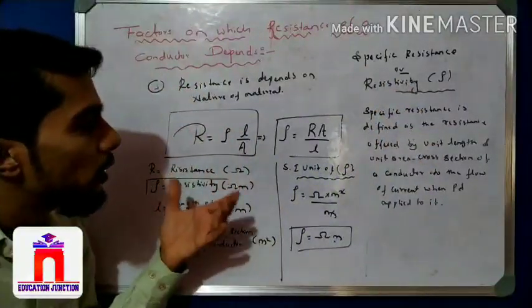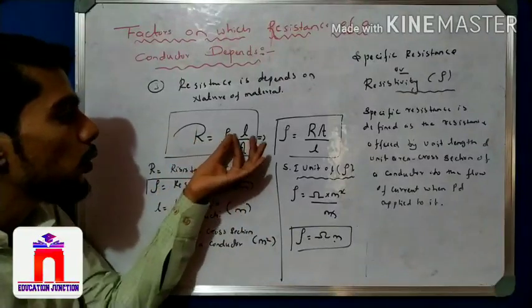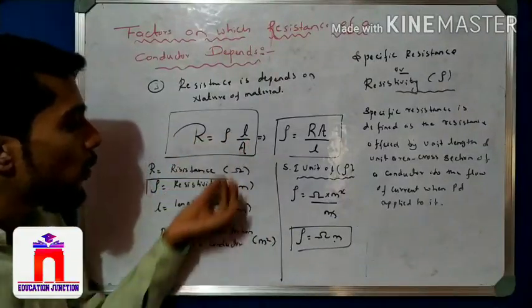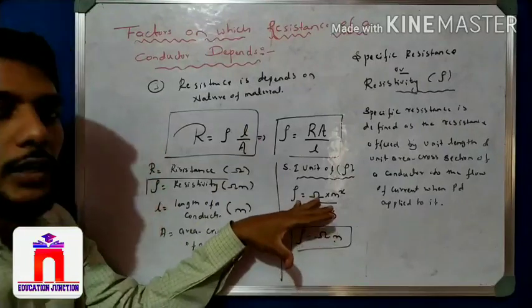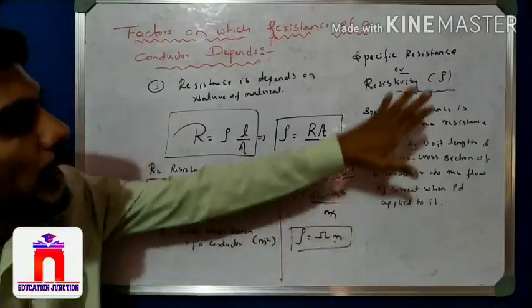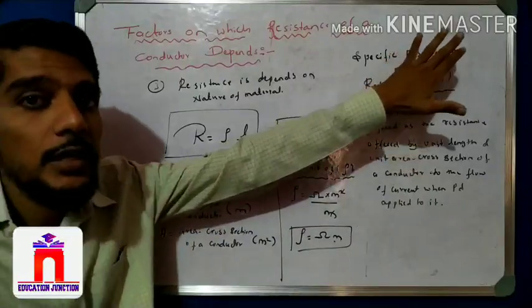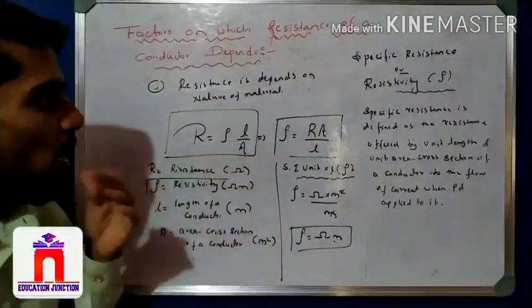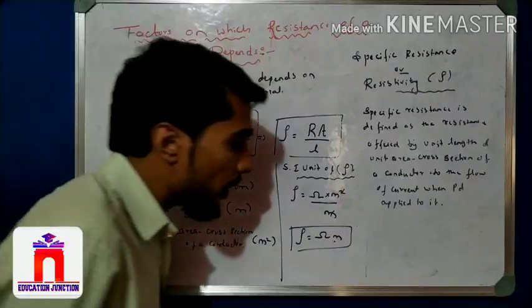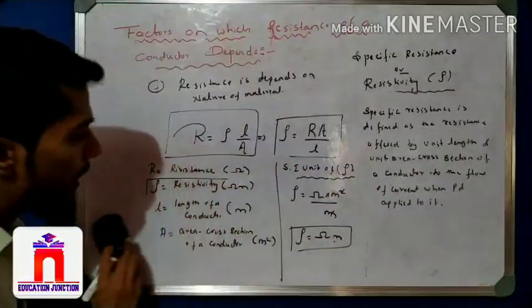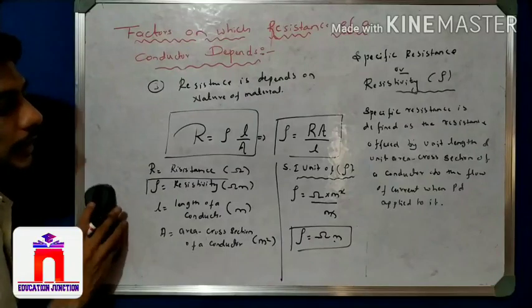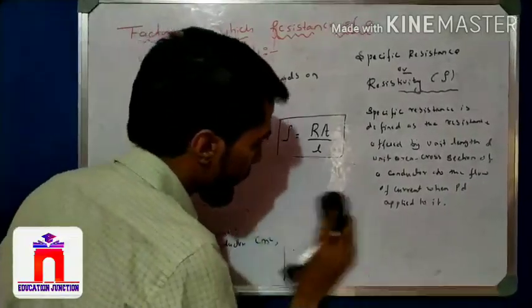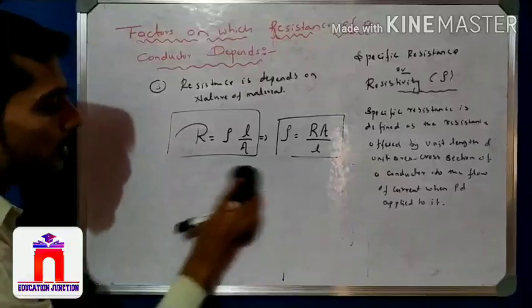I hope you understand the concept R is equal to rho L by A: what is R, what is rho, what is L, and what is A, and that the unit of resistivity is ohm meter, and rho is called specific resistance. So this is all about resistivity. Pause the video and please note down all these points.